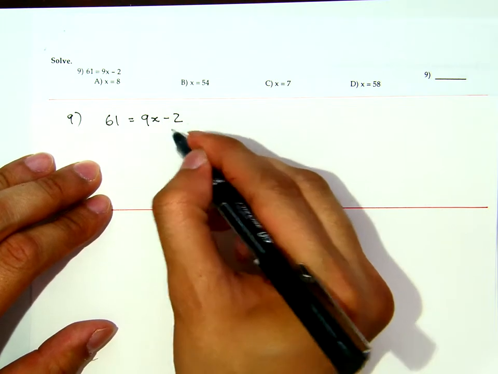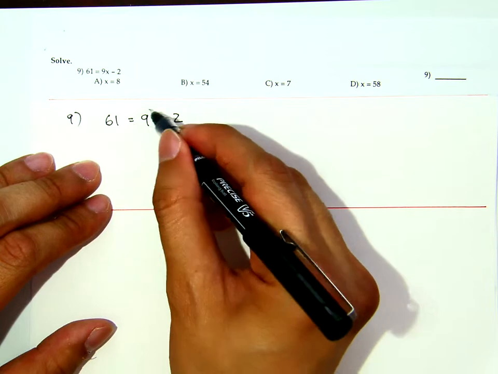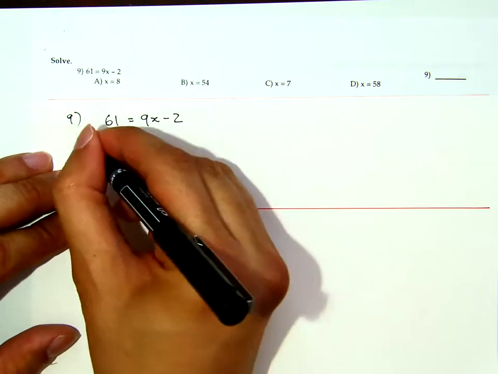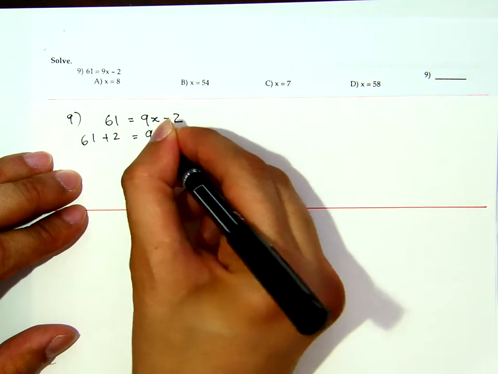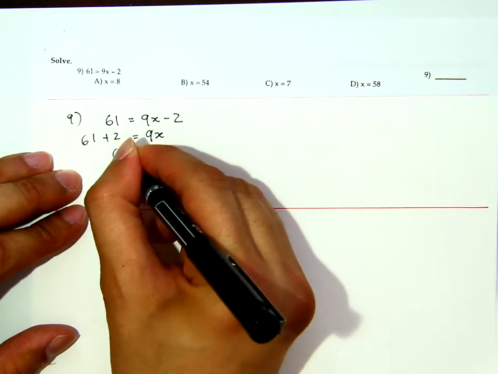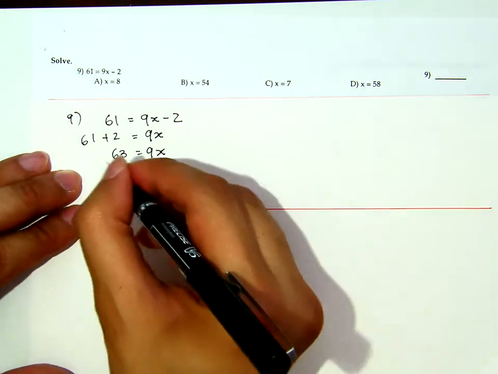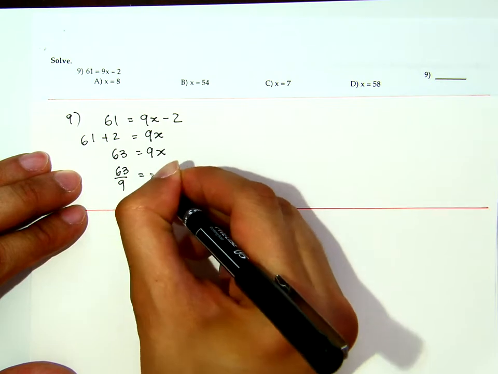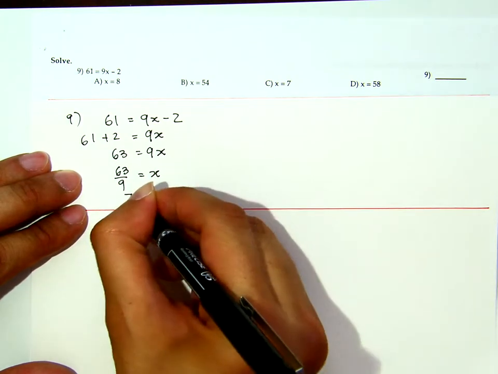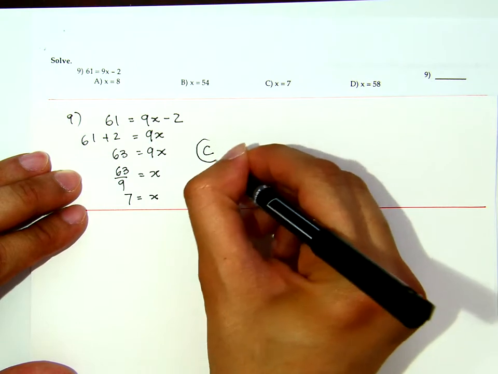How to solve this? Well, I need to undo the subtraction by 2 first, and then undo the multiplication by 9, right? So I will do 61 plus 2 equals 9x. It is 63 equals 9x, right? And then you divide by 9 on the other side. That will be 7 equals x, right? So the answer is C.